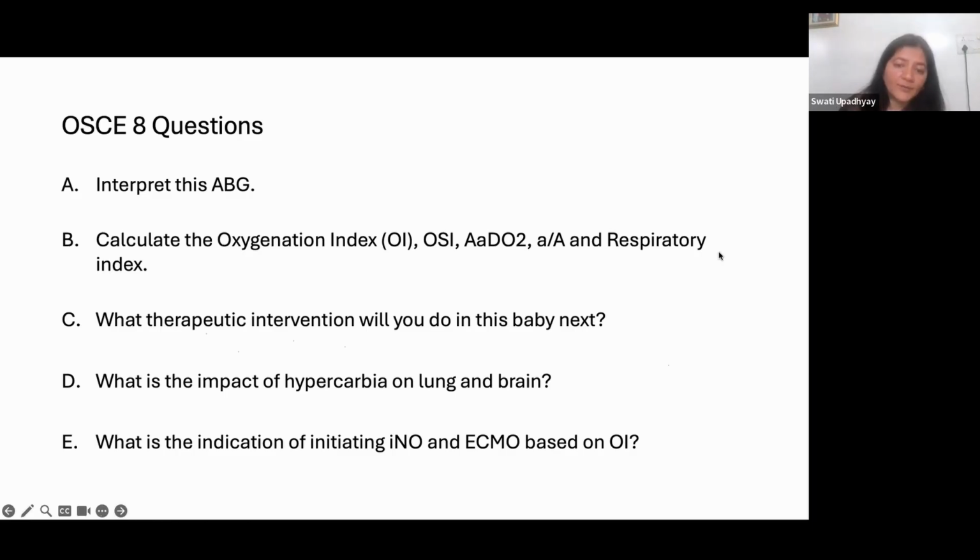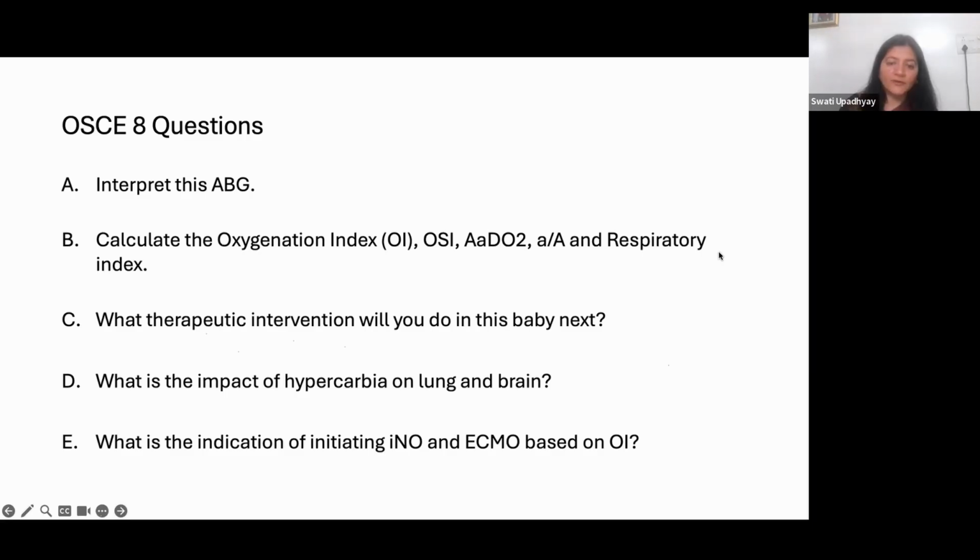Now, what is the impact of hypercarbia on lung and brain? And what will be the indication of initiating iNO and ECMO based on OI? Yes, brain. Somebody had written hyper. Okay. So basically, in the lung, CO2 hypercarbia will cause vasoconstriction, so pulmonary vascular resistance will increase, but in the brain, it will cause vasodilatation, which will increase the risk of IVH and brain injury. Right. So the effect of PCO2 is opposite in the lungs and brain.